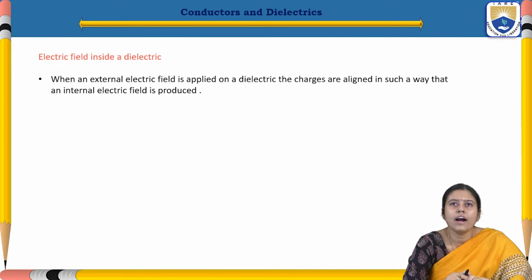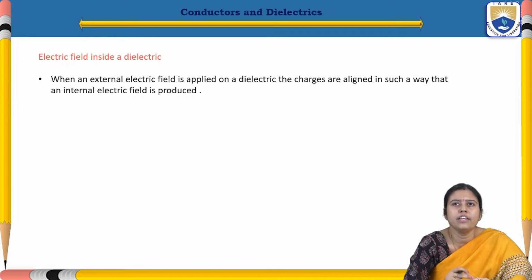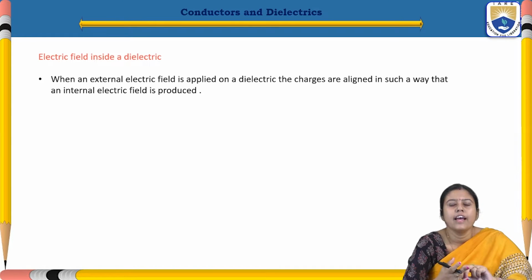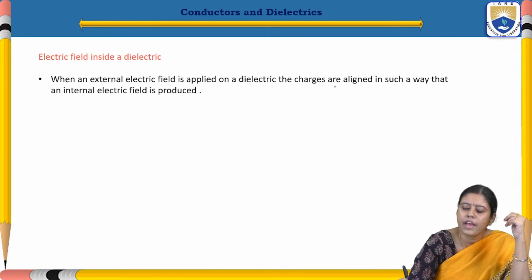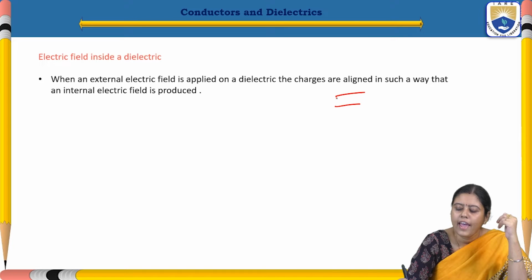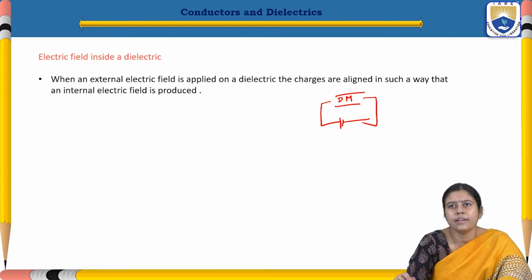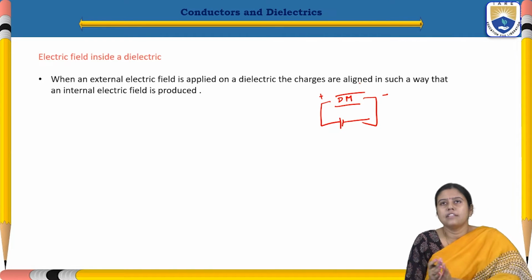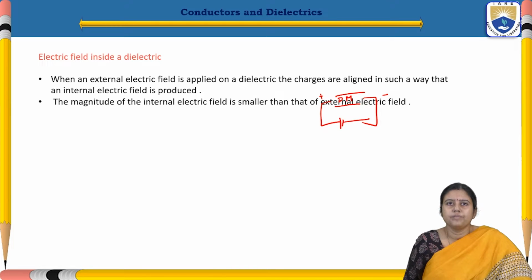When an external electric field is applied to a dielectric, the charges align in such a way that an internal electric field is produced. Say we have a dielectric material and we are connecting it with a battery. Due to the positive and negative charges, inside also the charges will adjust themselves in such a way that they create some electric field.